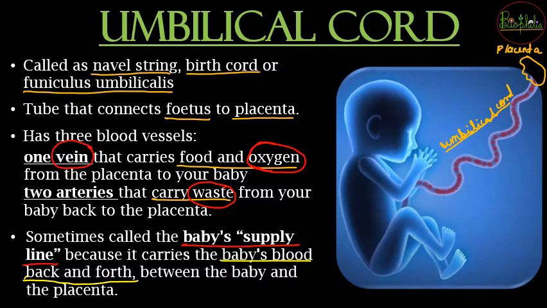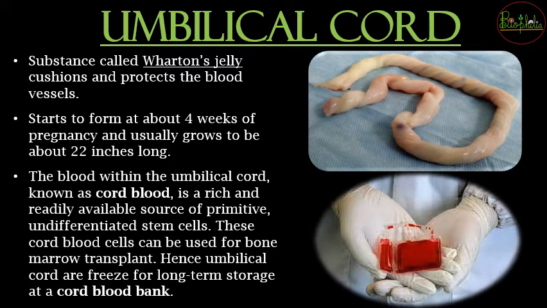So up till now we have seen many names, like navel string, birth cord, funiculus umbilicus, or baby's blood supply line. So that is also the name that is included for the umbilical cord. Now about the umbilical cord, we understood what work it does and what it contains.